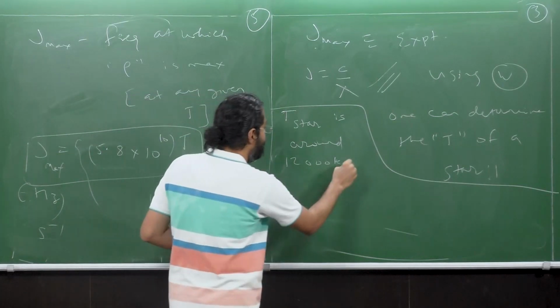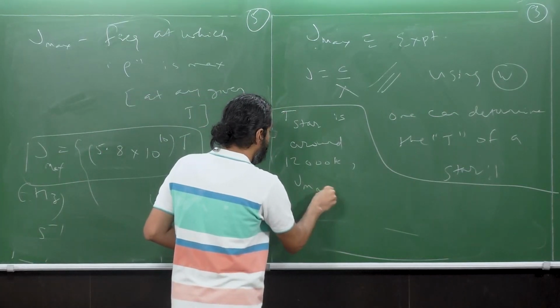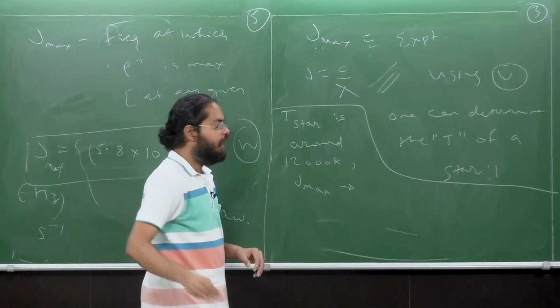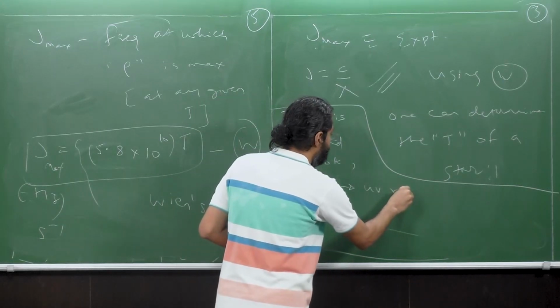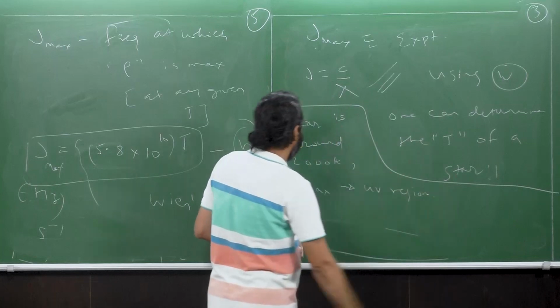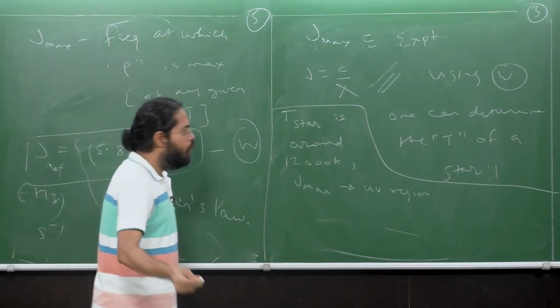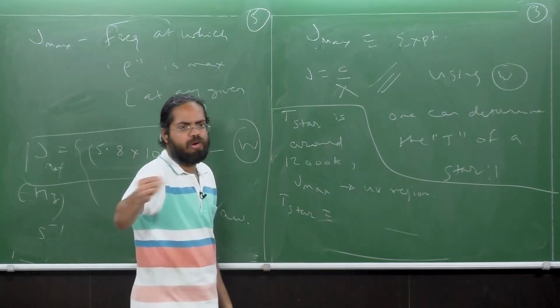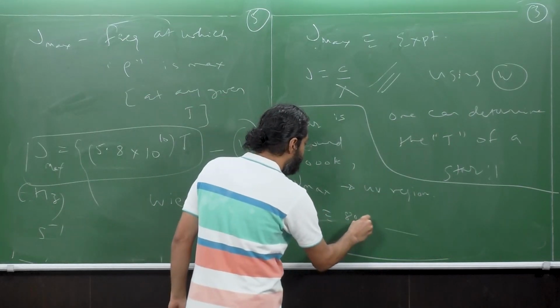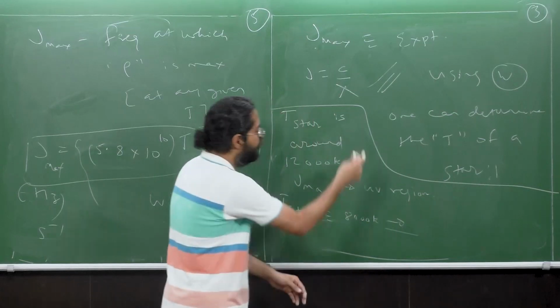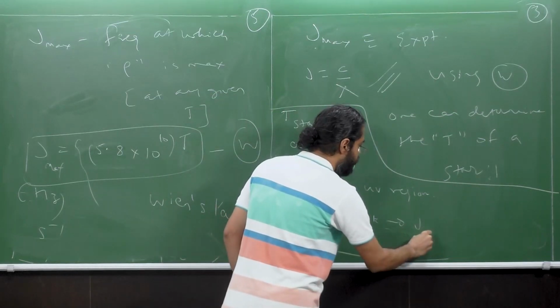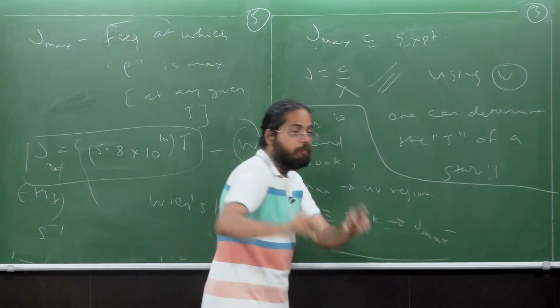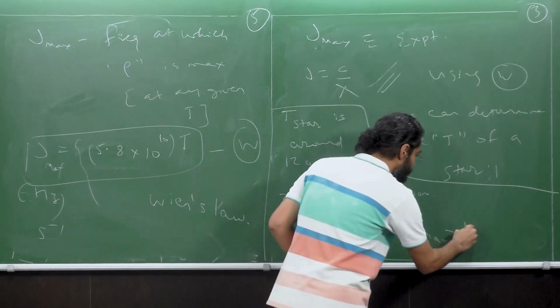Your nu max happens to be in the ultraviolet region, okay? And when T star is around approximately 8,000 Kelvin, your nu max is in the blue region of the visible spectrum.